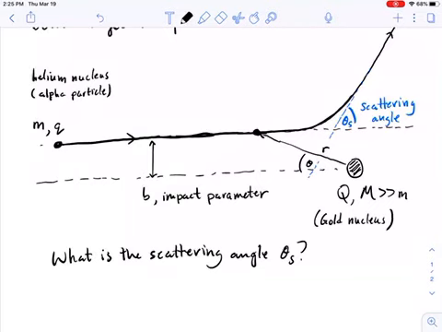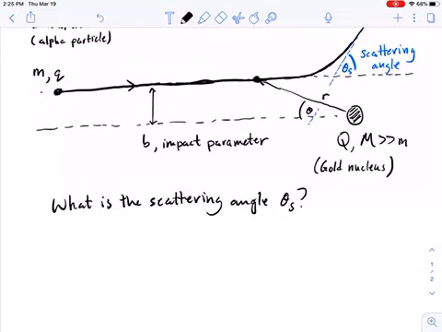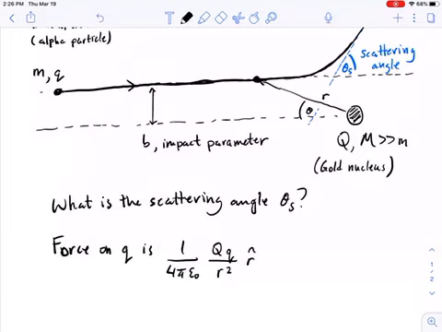Well, what we would do is say the force on our alpha particle q is just the Coulomb force, 1 over 4 pi epsilon naught, times the product of charges divided by the square of the distance. This is a repulsive force, so it's going to be in the direction of r hat, where r hat would be along this radial line.